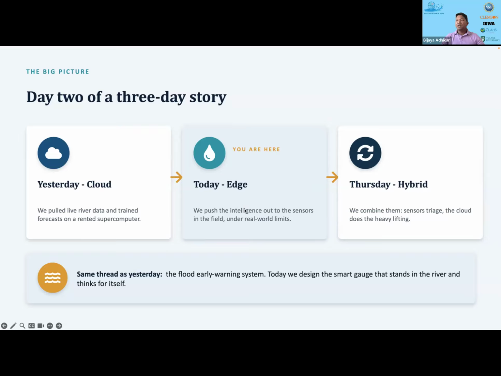Today, we push the intelligence out to the sensors in the field, right? So basically, yesterday there was a big hub that's the intelligence center, right? Where all the computing is done. Today, we're pushing the intelligence towards exactly the place where the data originates, in a sense, right? And tomorrow we'll basically combine them, right? So that we can build more powerful systems.